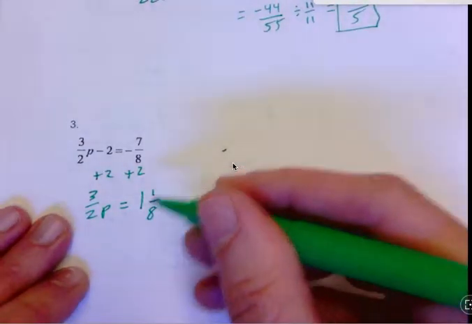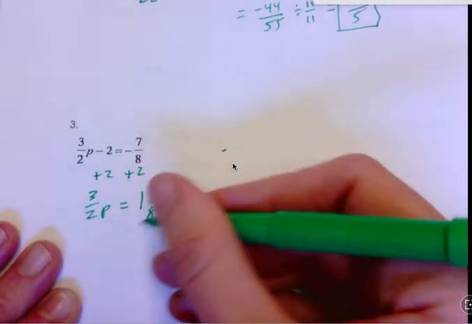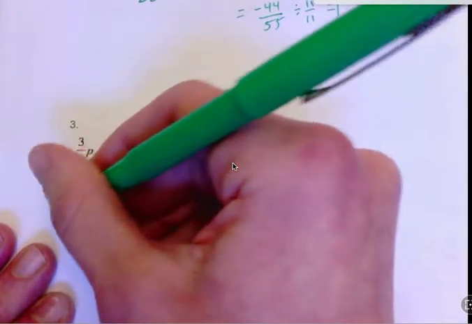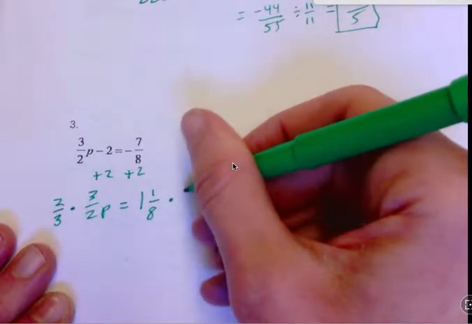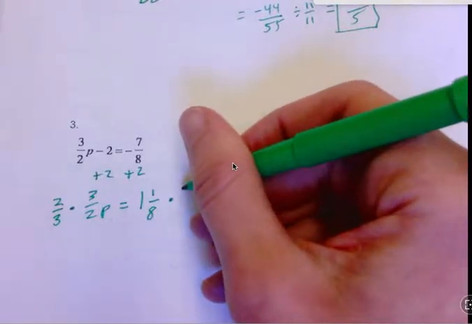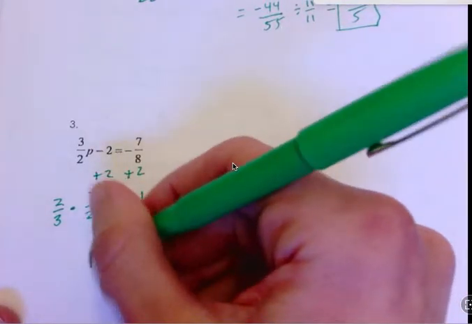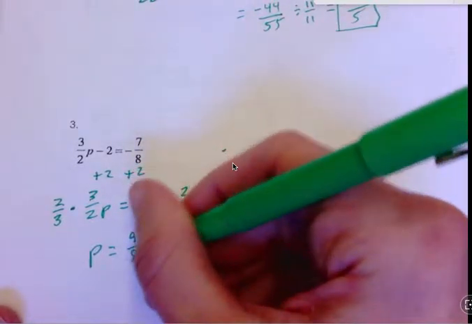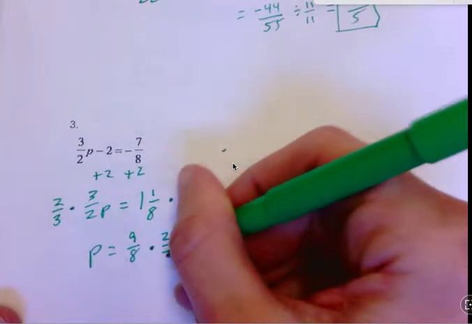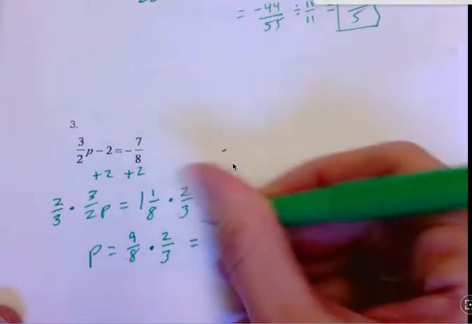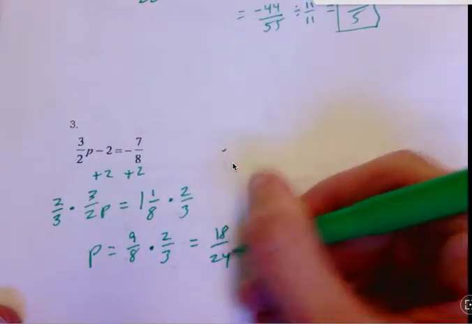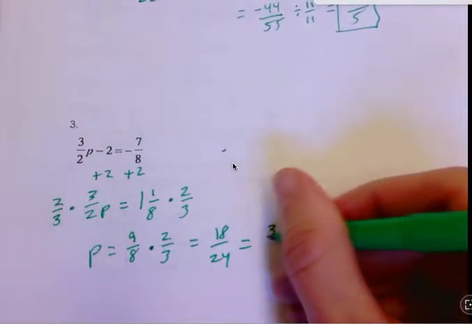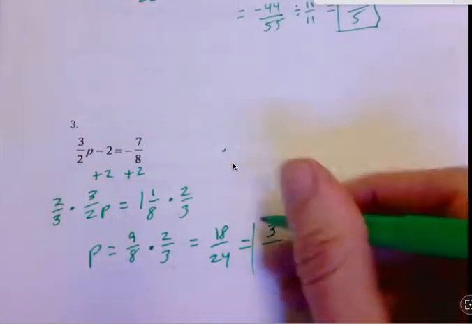And when we're multiplying by a reciprocal, we're going to want to change this to a mixed number, or a fraction greater than 1, an improper fraction. So we'll find p equals 1 and 1/8, which is 9/8, times 2/3. And when we multiply across, we get 18/24. And that can be divided by 6, so we get 3/4.